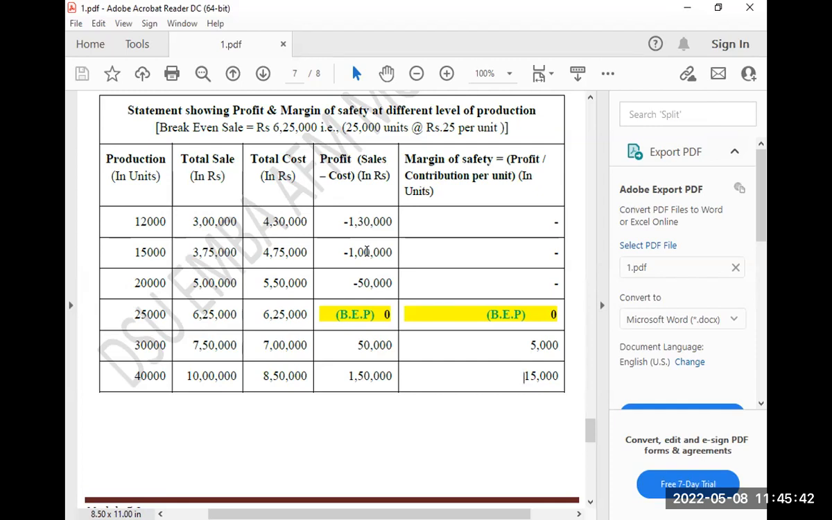After calculating the contribution for all the levels, minus fixed cost. Fixed cost is common for all. Even if you operate at 12,000 units, even if you operate at 40,000 units, your fixed cost remains constant. That is, fixed cost is 2,50,000. So minus 2,50,000 irrespective of the level of production in the name of fixed cost. Which one? No, I'll come to that. We are still in the profit calculation.